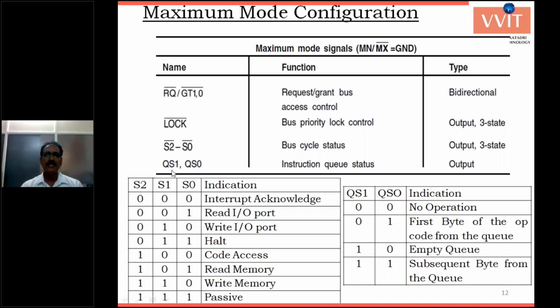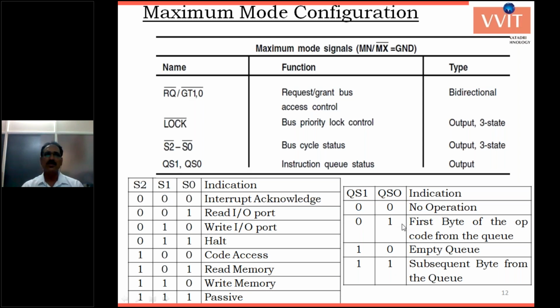Based on QS0 and QS1, the 8288 generates some control signals. It is nothing but a simple decoder. If it is 0, 0, no operation. 0, 1, the first byte of the opcode, the first byte of the machine code, is fetched. 1, 0, the queue is empty. When the queue is empty, another task is active. Otherwise, it does not access another task. 1, 1, the subsequent bytes of the machine code are accessed. That is the queue status.